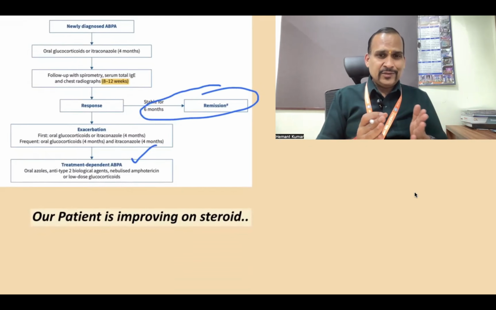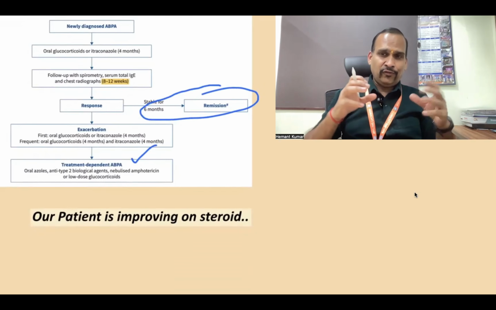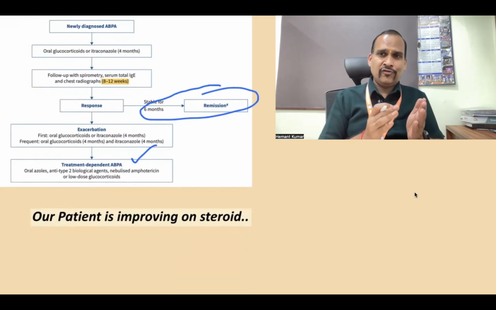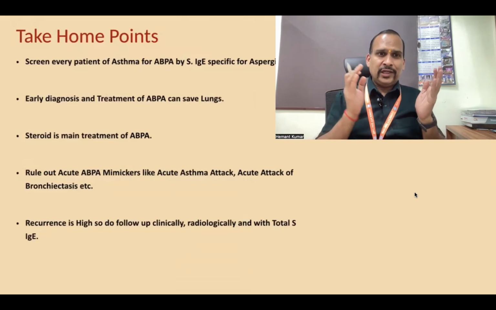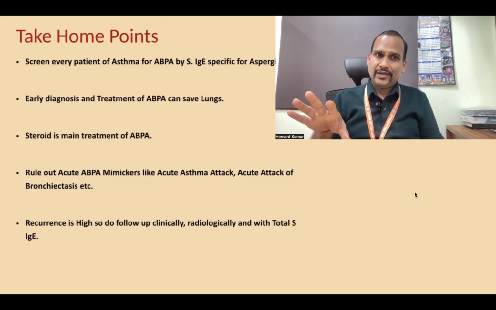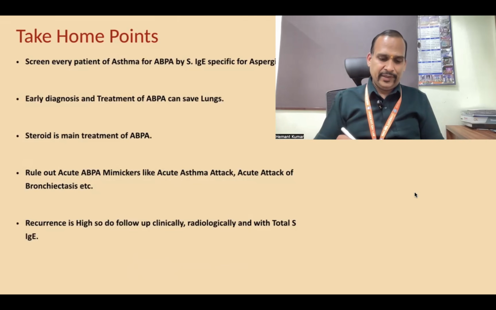So thankfully our patient is improving on steroid and is still on steroid. The patient is coming for follow up, so our patient is improving. So this is how we have to approach a patient of ABPA, how to do treatment, how to follow up. So take home points: in every patient of asthma we have to screen for ABPA by Aspergillus specific IgE, because early diagnosis and treatment of ABPA can save the lung. Steroid is the mainstay of treatment. Rule out ABPA mimickers like acute severe asthma and acute attack of bronchiectasis.